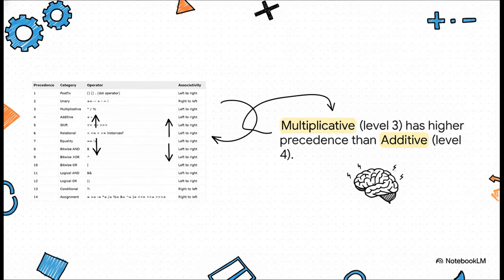Whoa, okay, don't panic. You do not need to memorize this whole thing. Just zoom in on this part with me. See how the multiplicative operators, multiply, divide, are at level 3? And see how the additive ones, plus, minus, are down at level 4? With precedence, the lower number wins. It has higher priority. And that, right there, is why multiplication happens before addition every single time.